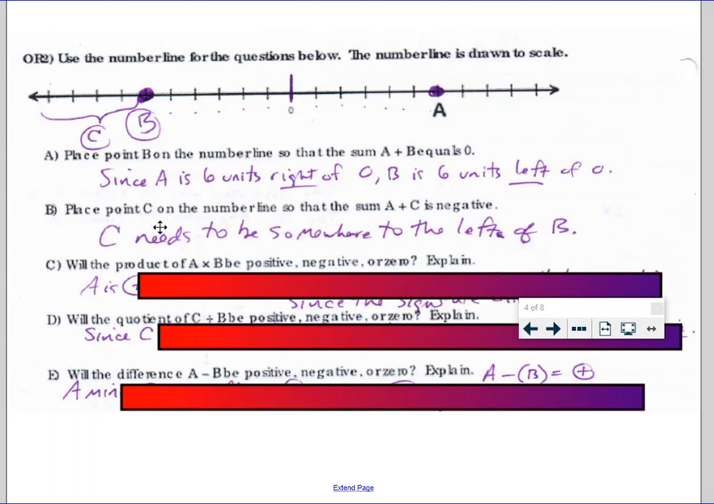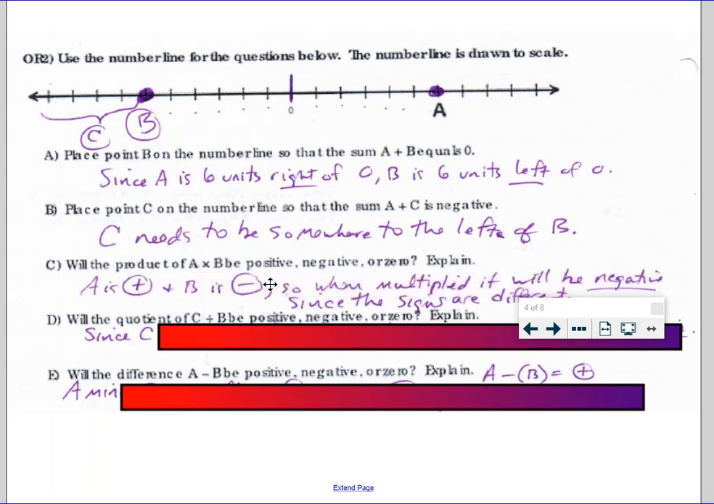I'll put a little gap here that C could be any of those numbers on those hash marks or in between them. In part C, the product of A times B, well, A is positive, B is negative, and if we're multiplying, that would mean our signs are different, so our answer will be negative. Because remember, when you're multiplying and your signs are different, you get a negative answer.